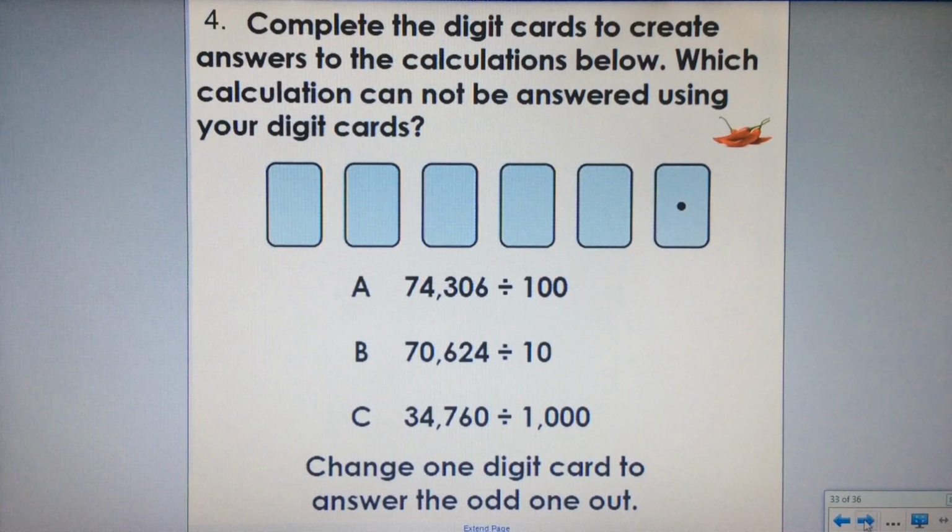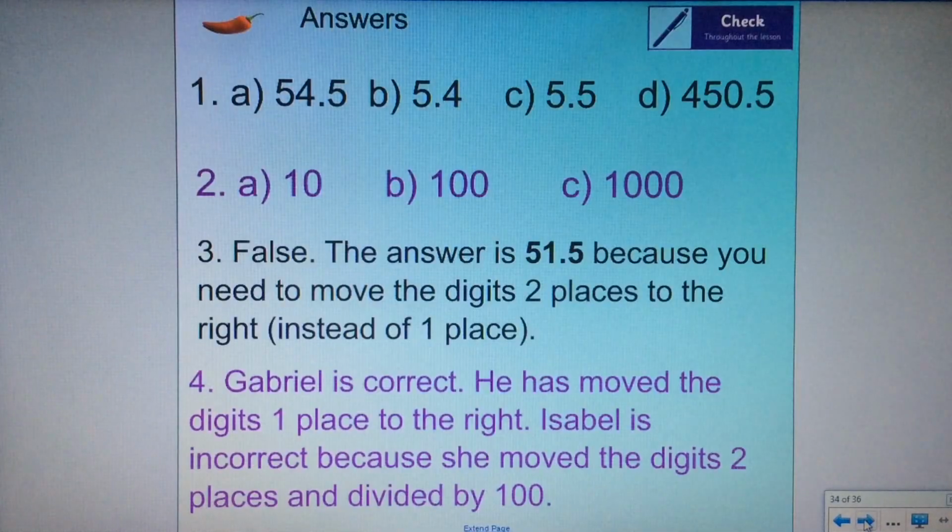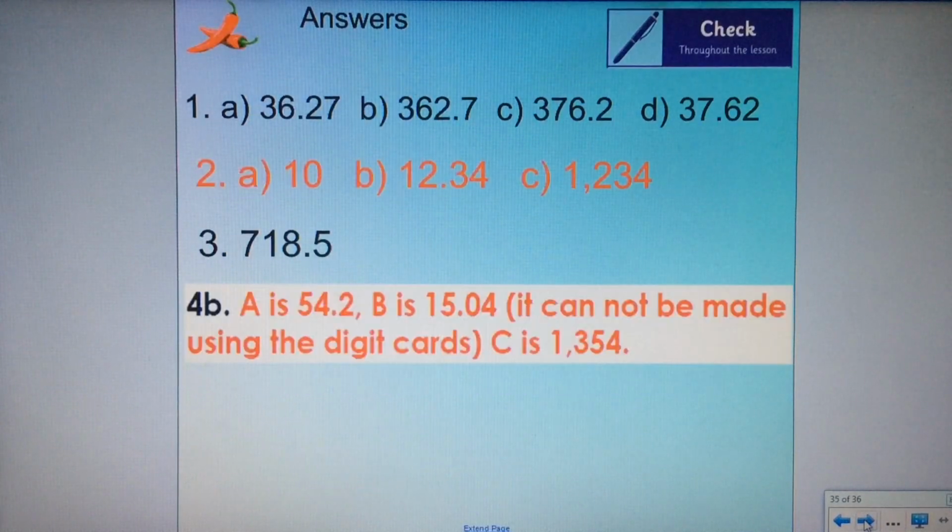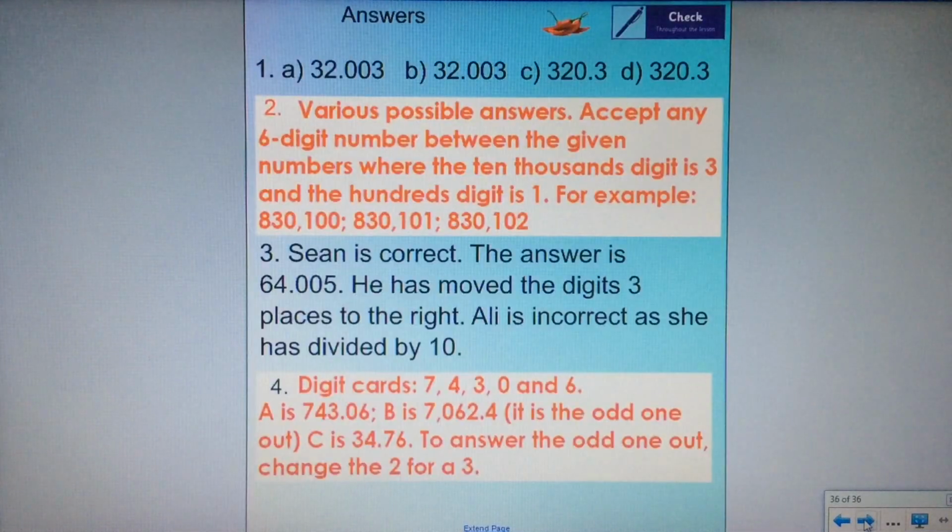Okay, I'm going to show you the answers now. Make sure you are ready for them and you can mark your own. Chili 1 answers. Chili 2. And chili 3 answers.